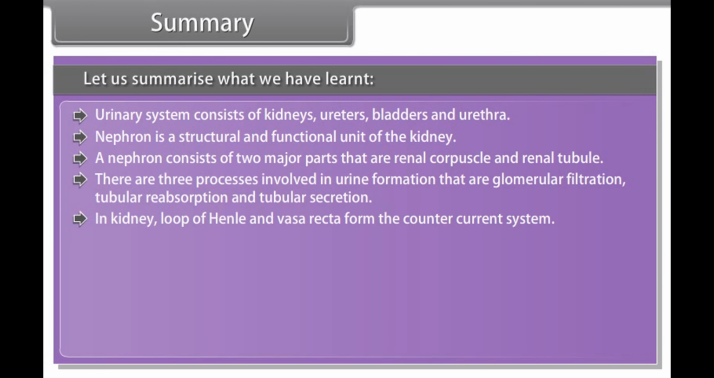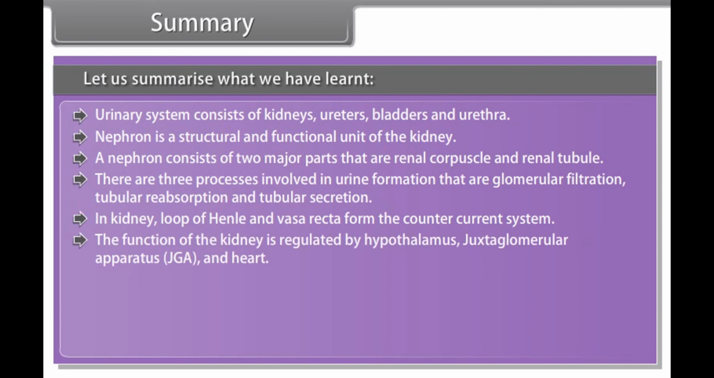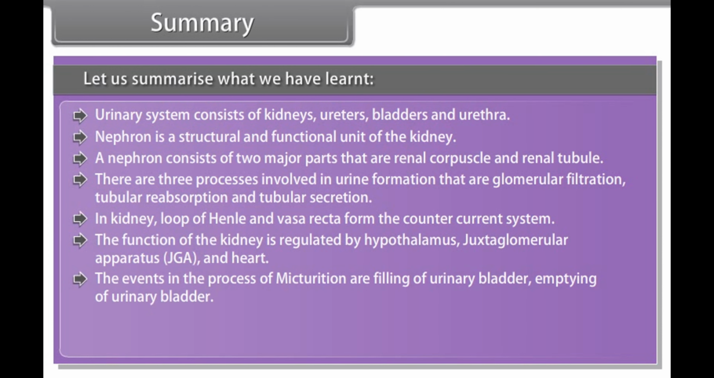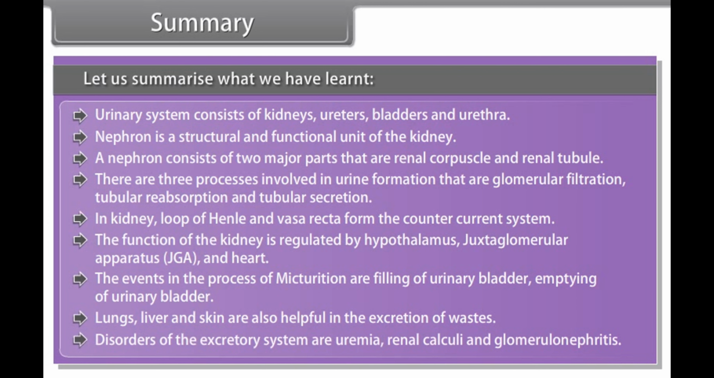In the kidney, the loop of Henle and vasa recta form the counter-current system. The function of the kidney is regulated by the hypothalamus, juxtaglomerular apparatus and heart. The events in the process of micturition are filling of the urinary bladder and emptying of the urinary bladder. Lungs, liver and skin are also helpful in the excretion of wastes. Disorders of the excretory system are uremia, renal calculi and glomerulonephritis.